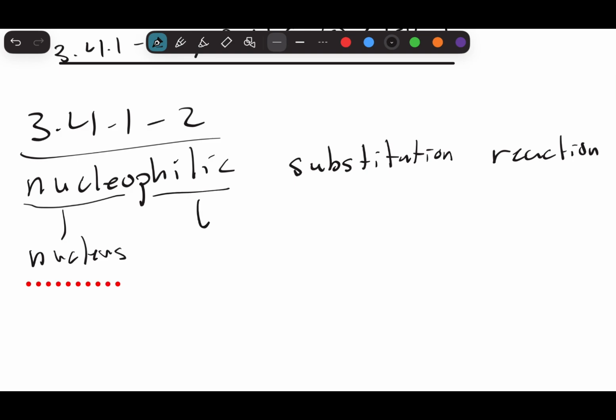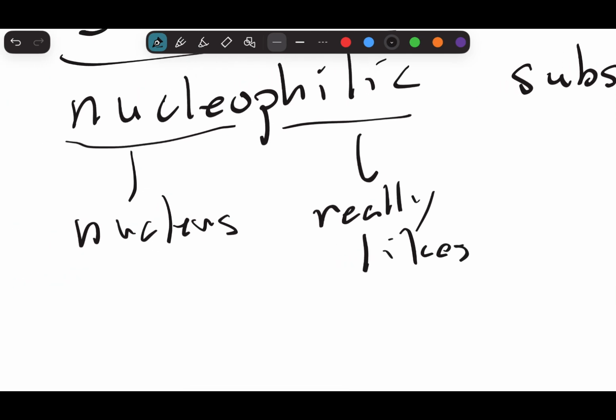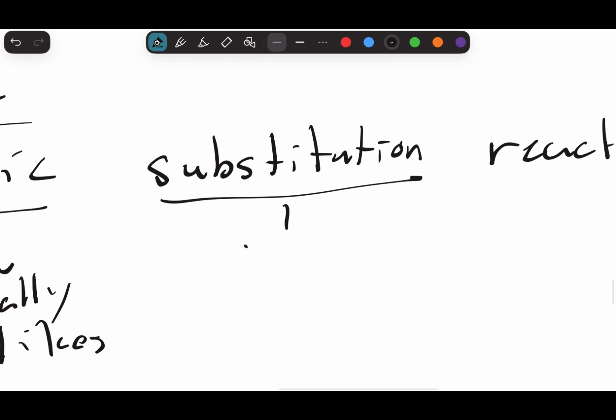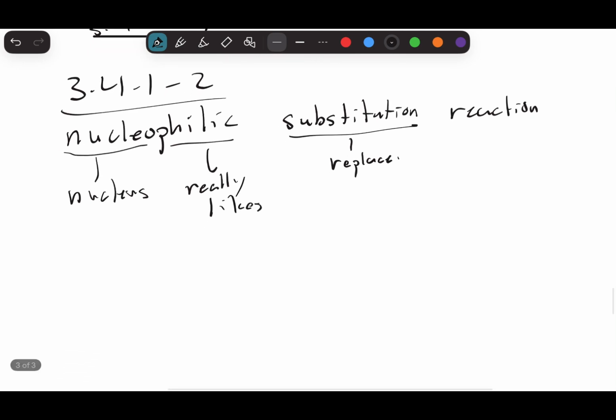Philic, if you guys like to think about words like pedophile, that means really like children, right? So a nucleophile is something that really likes the nucleus. Okay, so this is what nucleophilic means. And substitution is replace. So essentially, a nucleophilic substitution reaction is when a molecule or an atom really likes the nucleus, then they would replace something to react.